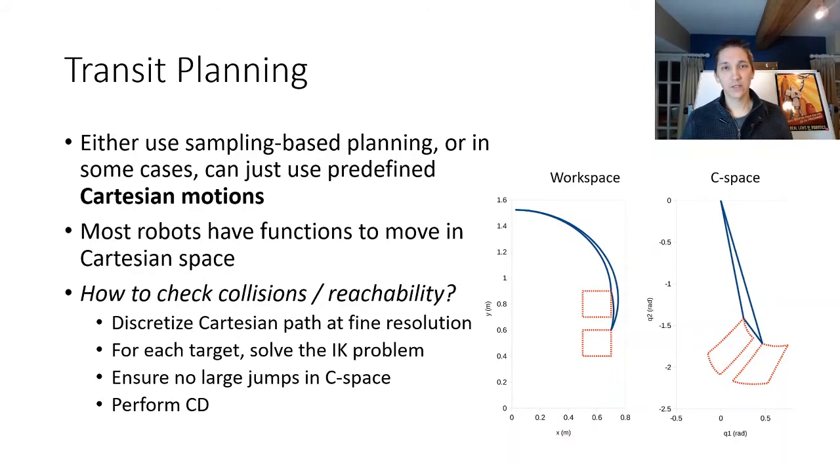So the general idea is that we're going to take small steps along the Cartesian path using inverse kinematics, and then we ensure that we don't have large jumps in the configuration space of the robot so that the movement is actually continuous and doesn't deviate too far from the Cartesian path. And then we'll perform collision detection on each of those configurations along the path.